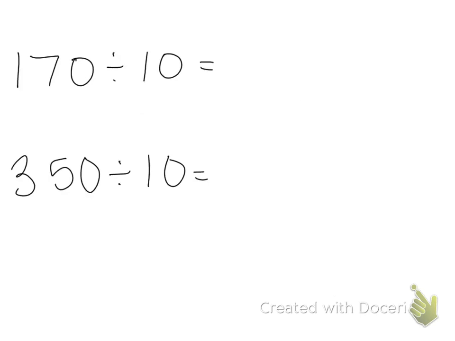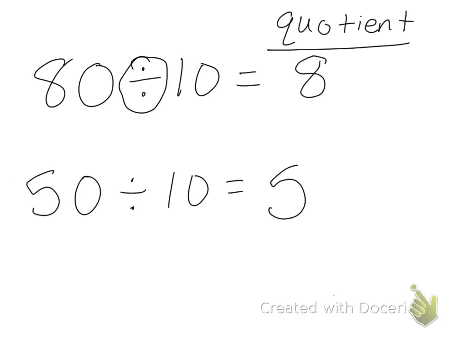All right, what about these ones? But first of all, do you see a pattern? If you notice, the quotient is always my number here, with the 0 taken off of it. Whenever I divide a number that ends in 0 by 10, the answer is going to be the first number.